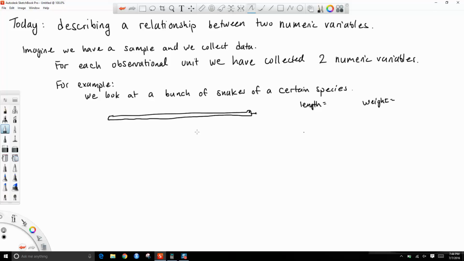And then we get another snake, all right? And this snake looks like this. Okay. And this one we also measure its length and its weight. Okay. And we look at a bunch of these snakes, okay? So we have more, and for each snake we're going to measure its length and we're going to measure its weight. And we have a question. Is there a relationship between the length of the snake and its weight?